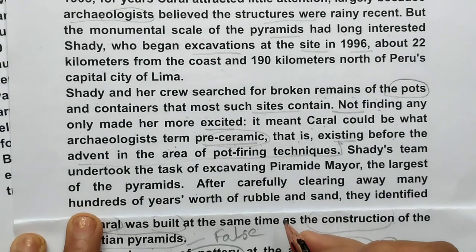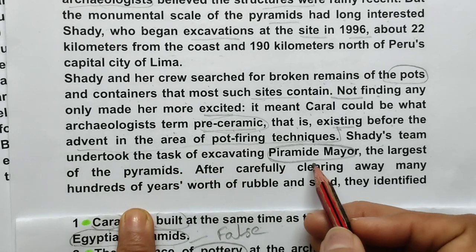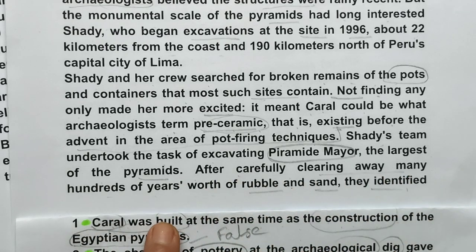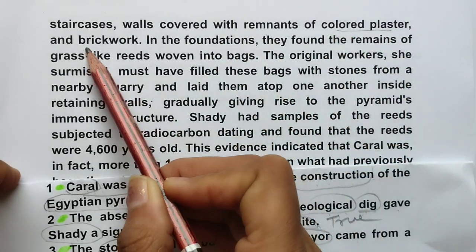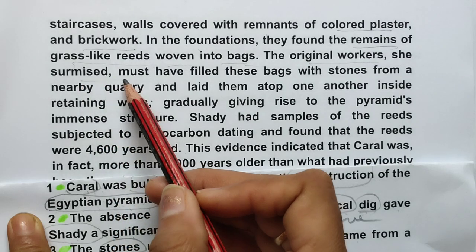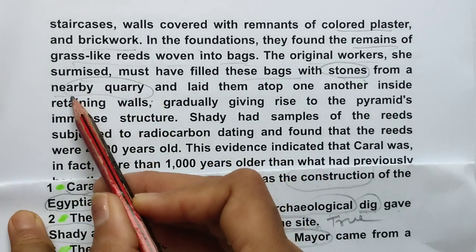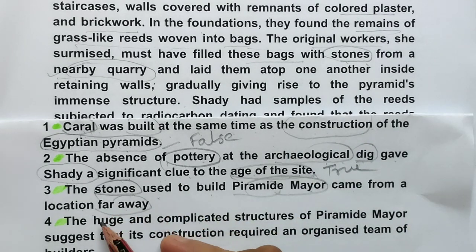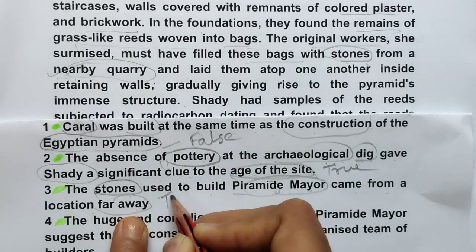So next paragraph, maybe, yeah, pyramid Mayer word is here. Shady's team undertook the task of excavating Mayer, the largest of the pyramids. After carefully clearing away many hundreds of tons of rubble and sand they identified staircases, walls, remnants of colored plaster, brickwork. In the foundations they found the remains of grass, weeds woven into bags. The original workers, she surmised, must have filled these bags with stones from a nearby quarry. So the word nearby is given. Here the question statement says it came from a location far away, but here nearby is given, so we will just mark it false.